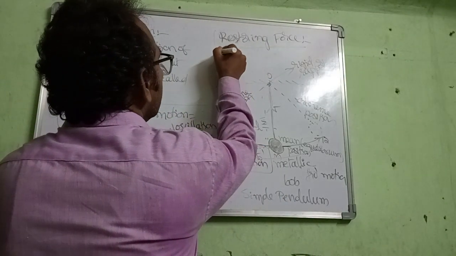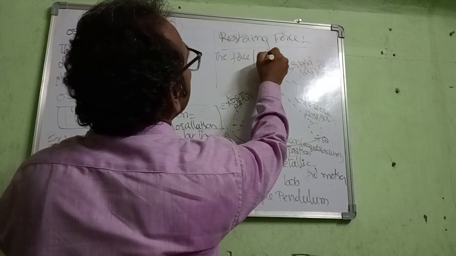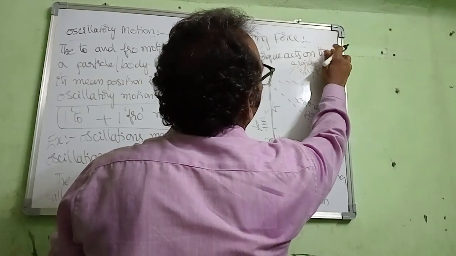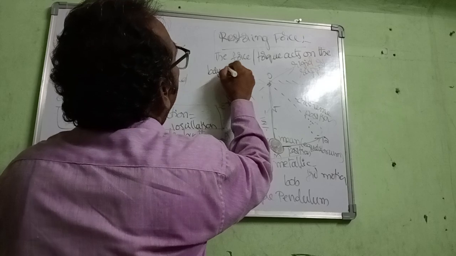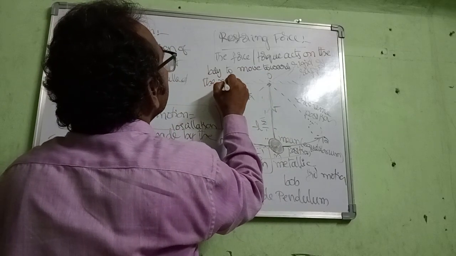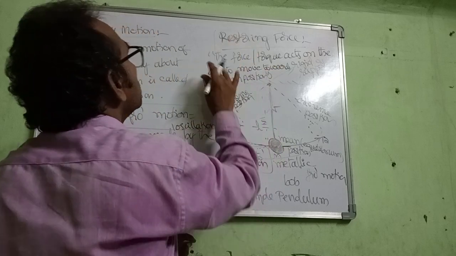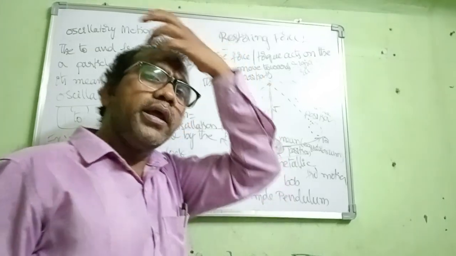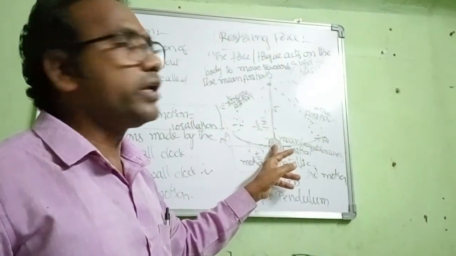Whatever I am telling, the force or torque that acts on the pendulum, or on the body, to move it towards the mean position is called the restoring force. So some force acts on the body to move towards the mean position, and that is called the restoring force.